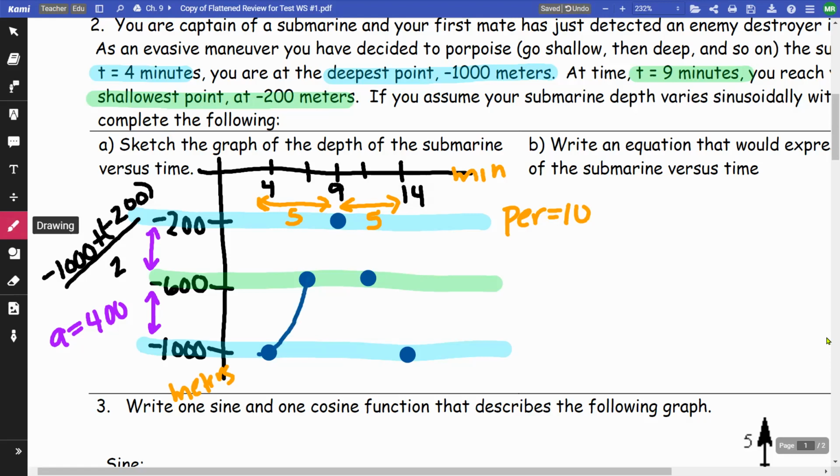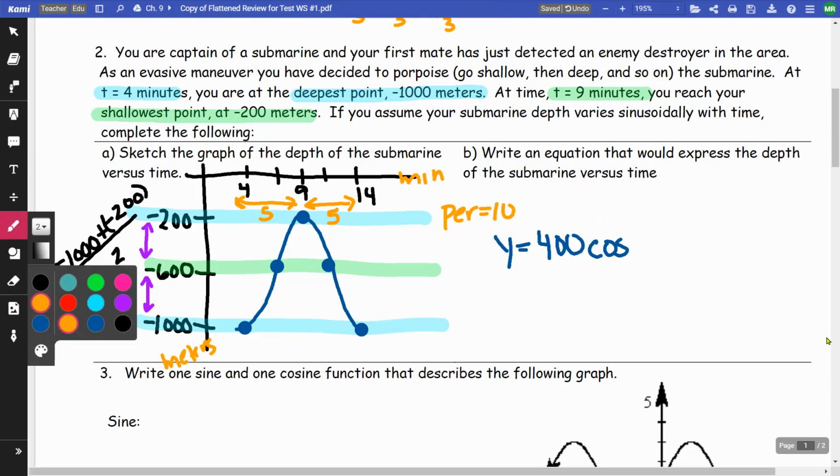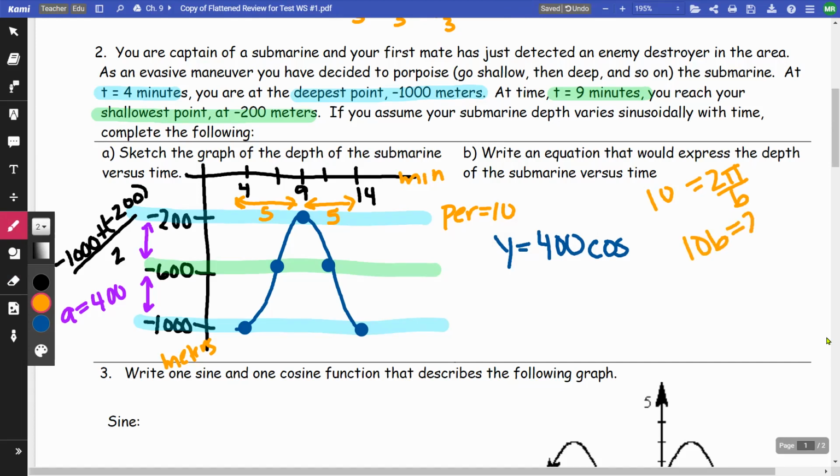So when I graph this, this is what I end up getting. Again, we're starting with low to low, so I'm going to be thinking of this as a cosine. I'm going to go y equals, my amplitude is 400, and again, I'm going to do this as a cosine. Now my period is 10, but I need to find my b. Period is equal to 2 pi over b. So 10 is equal to 2 pi over b, so that means 10b is going to equal 2 pi. So b is going to equal 2 pi over 10, or pi fifths.